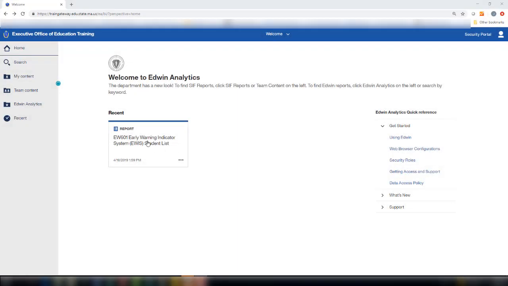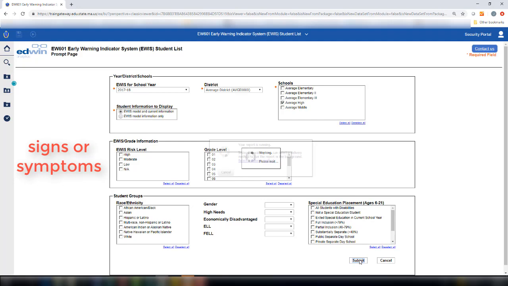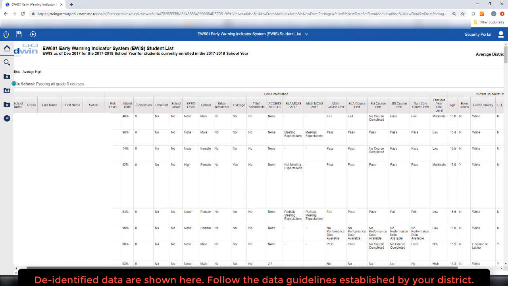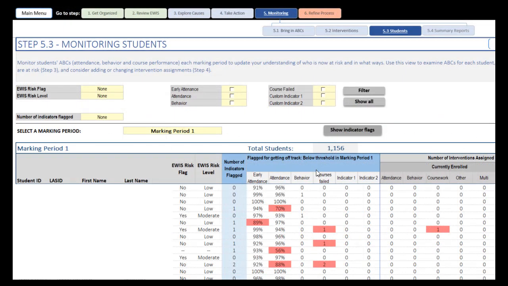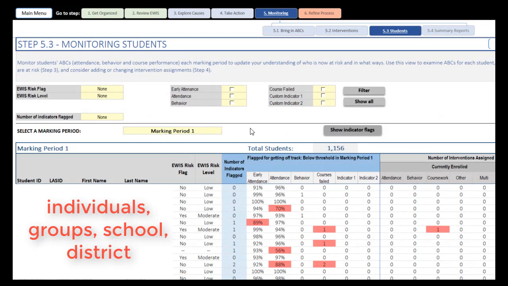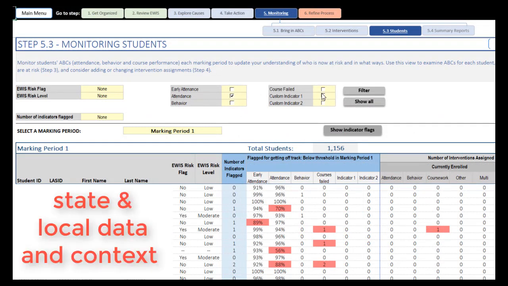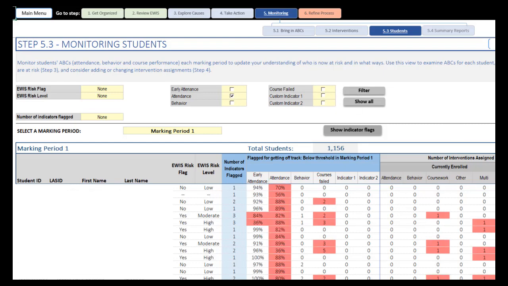EWIS risk levels and monitoring flags, such as attendance, behavior, and course performance, are merely signs or symptoms of deeper and likely more complex issues related to academic achievement. This step encourages the team to explore potential underlying causes for individual students, groups of students, the school, and the district. This can incorporate state data, local data, context, and professional judgment.